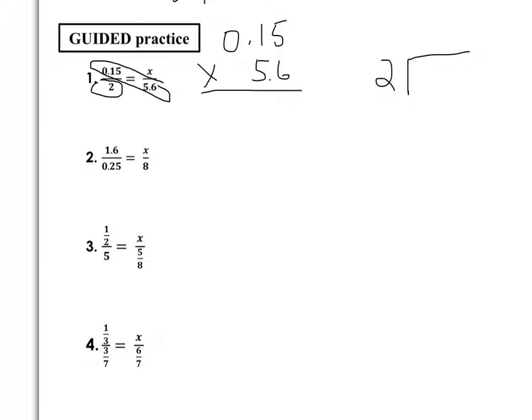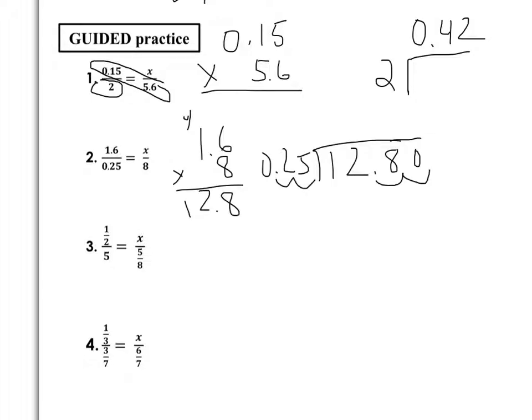The answer for this one should have been 0.42. Okay? If you did not get this answer, find someone who sits near you that did and check your work with them. Go. As you can see, what I found is I got 12.8 when I multiplied my numbers, and then I divided by 0.25.